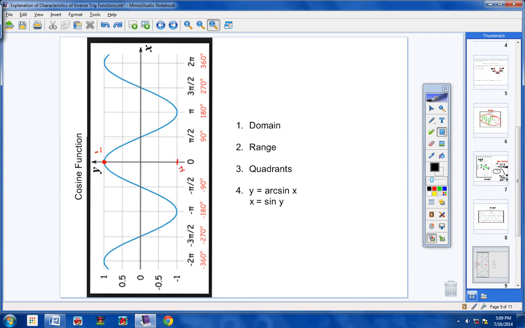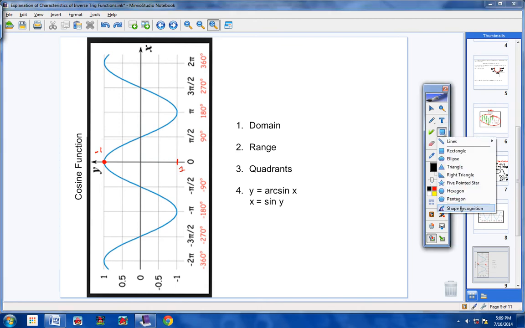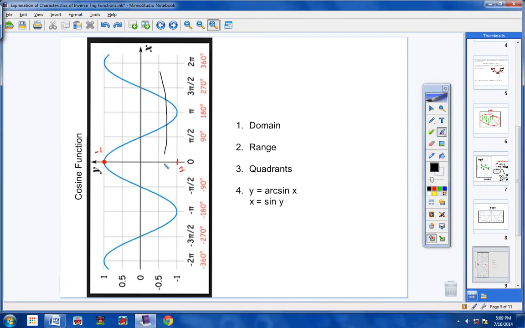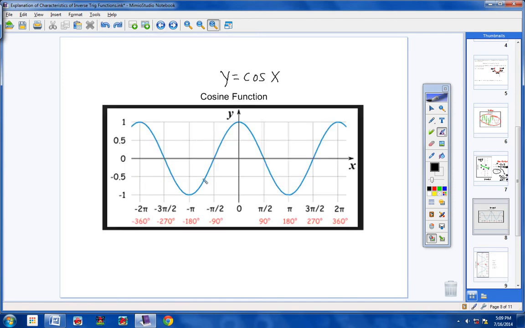If I were to draw a vertical line like this, notice it touches the graph in 1, 2, 3, 4 places, okay? And so this graph is not a function. Now this graph over here is a function. I don't care how many vertical lines you draw, every vertical line you draw is only going to intersect the graph in one place, okay?